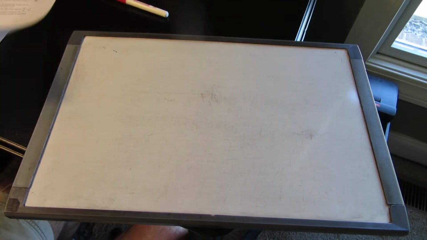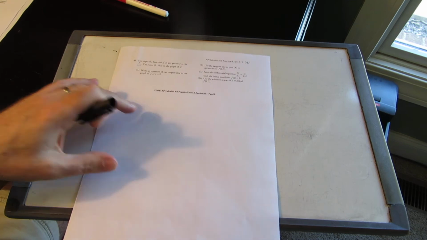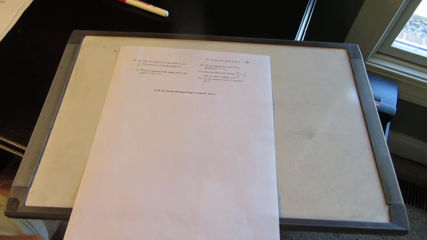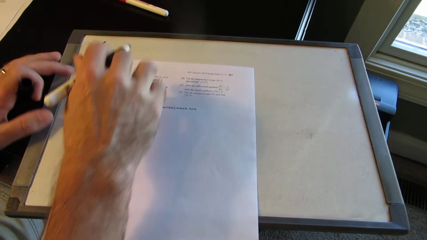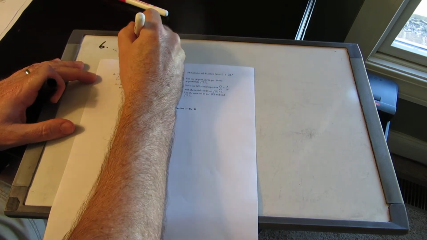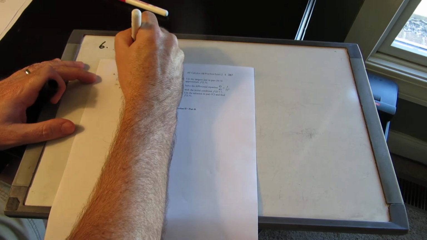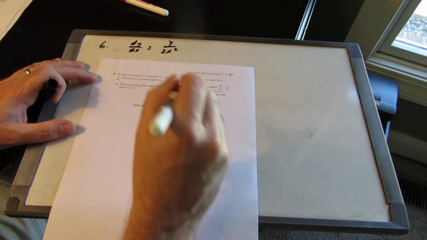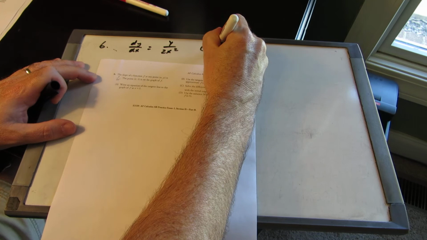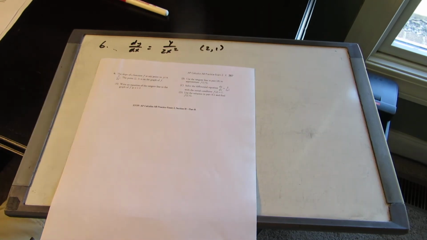Okay, this is number 6. So we're finishing out practice exam 2. A lot of videos on this one. It says the slope of a function at any point x, y is y over 2x squared. So that's how you get the slope. So what that means is dy/dx is y over 2x squared. We've got the point (2, 1). So part A says write the equation of the tangent line at x equals 2.